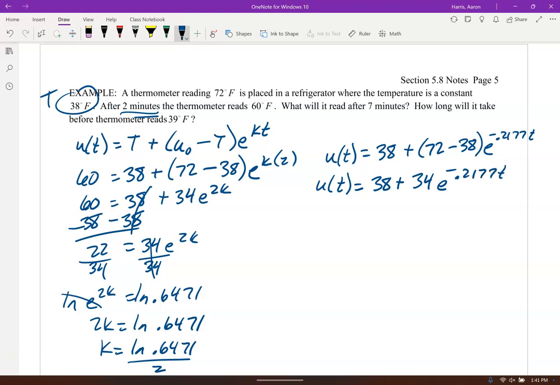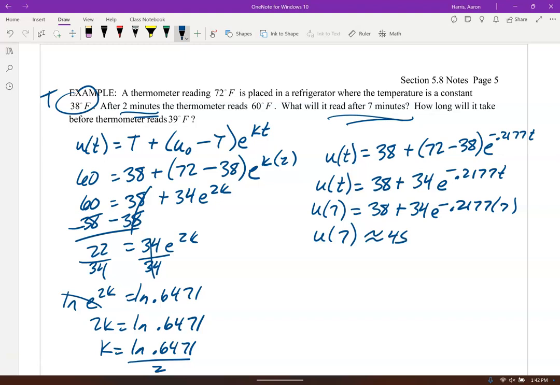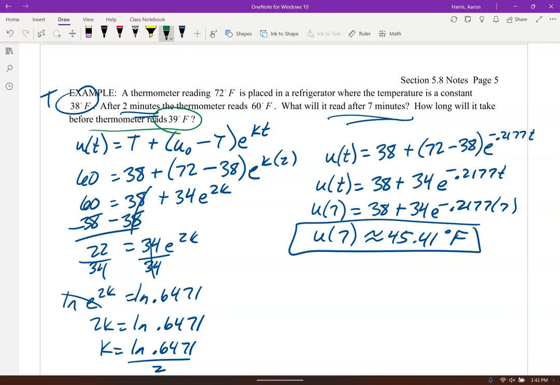And now what we'll do is, what will it read after 7 minutes? Let's plug 7 in. This ends up being 45.41 degrees Fahrenheit. You punch that in. Second question, how long will it take before it reads 39 degrees?